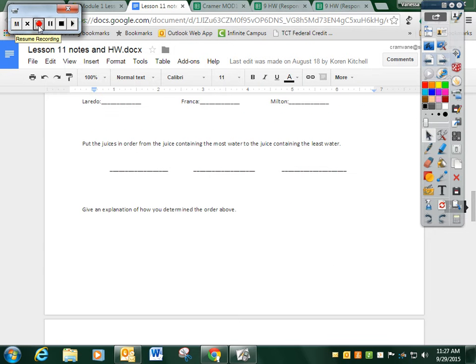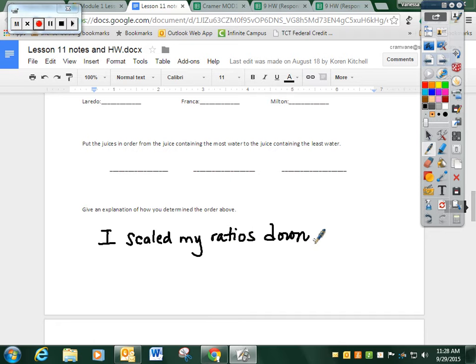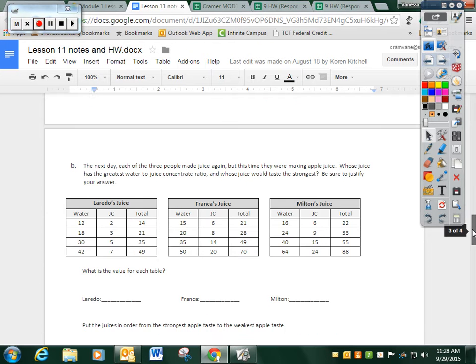In order to give an explanation of how you determined the order above, I would merely say, I scaled my ratios down, and that's all I'd write. Scaling down helped you compare all of the ratios. Okay? So let's go on to the next problem.